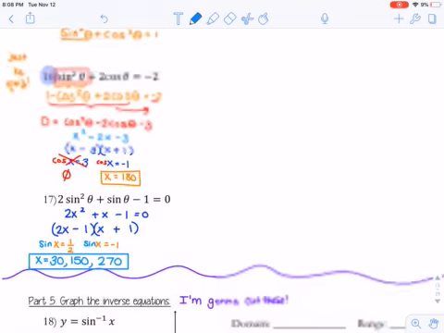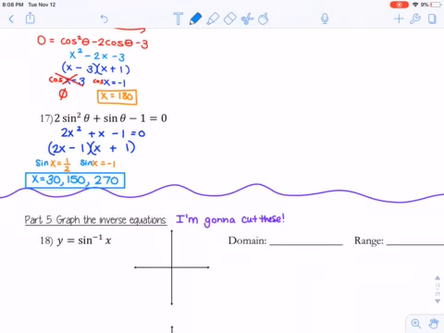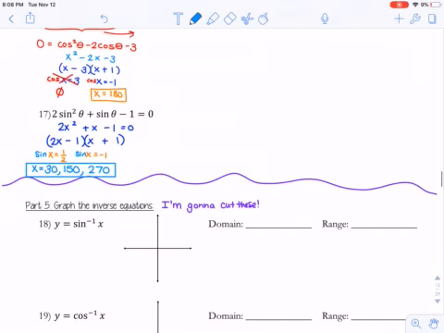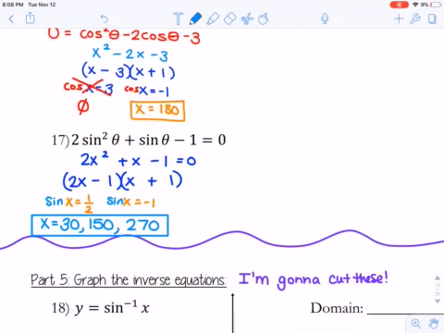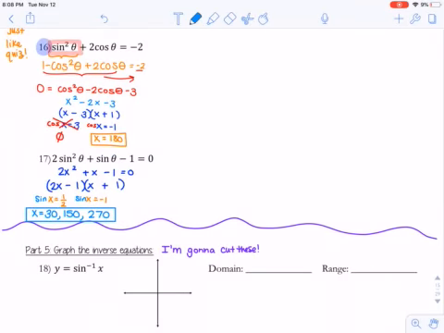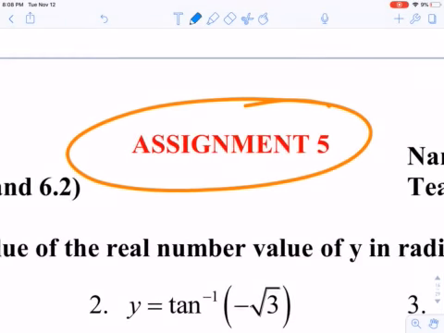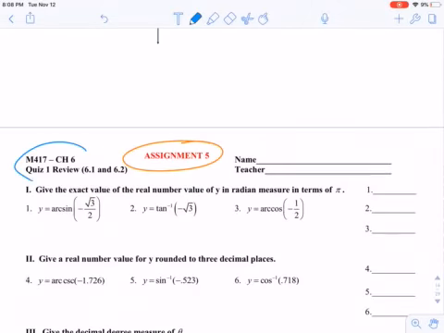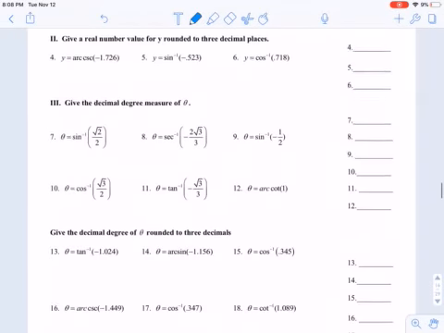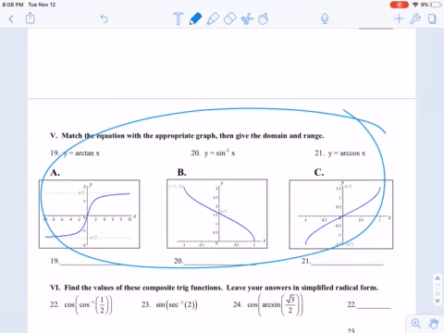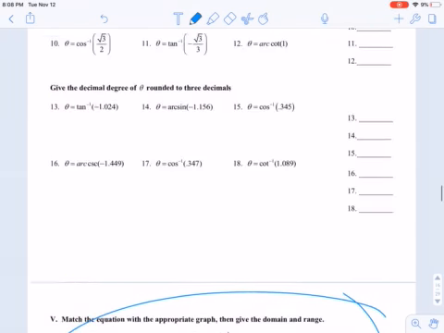Okay, so that's really it, guys. This part 5, we're going to cut that out of the quiz. So really, you just need to know numbers 1 through 17 from this quiz review. Reminder that your assignment today is assignment 5, which is this worksheet, quiz 1 review. You can probably cut out these problems that have to do with those inverse graphs. But other than that, you should be able to do that.